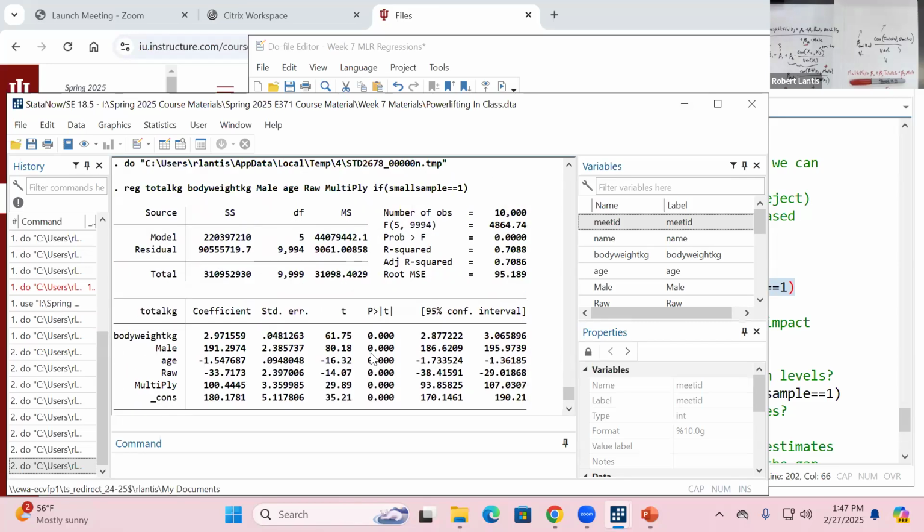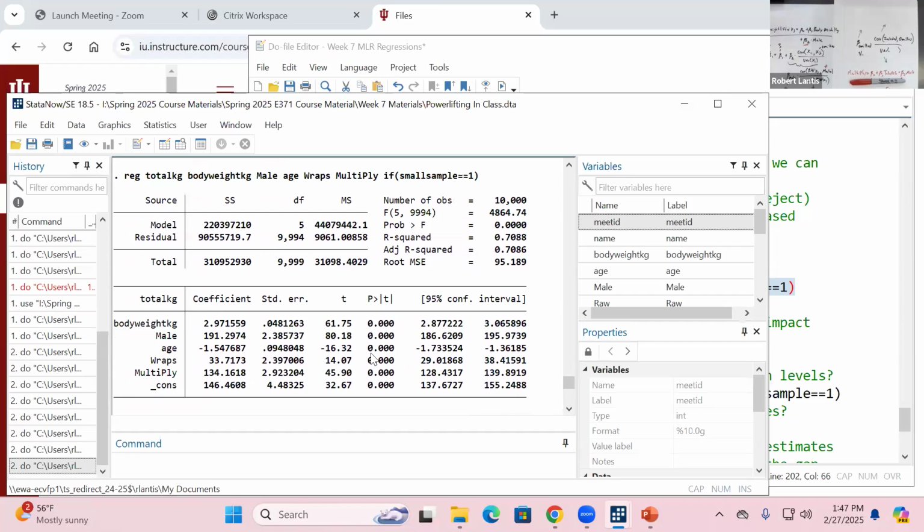But if I look at the old regression, let's say I didn't leave out the wraps category, but I still asked you to find the difference between the wraps and multiply categories. How could you do that? Well, the coefficients for both of those are relative to the raw division, so I can't just state one of those coefficients. What would the difference between the two be? When I'm making predictions for that y variable, what gets added in if it's in the wraps category? 33. What gets added in if it's in the multiply category? 134.